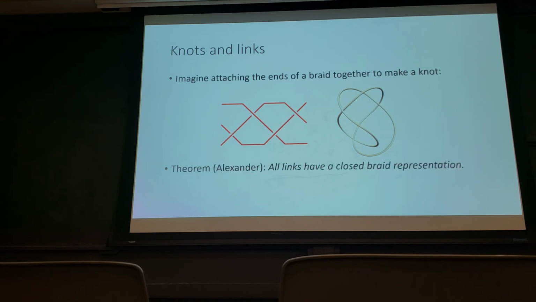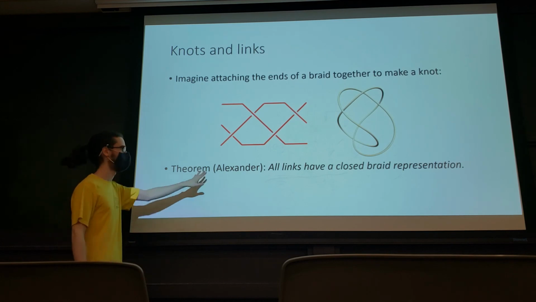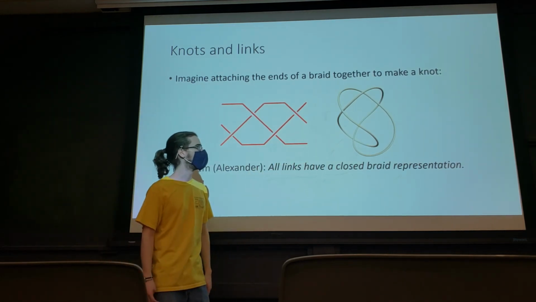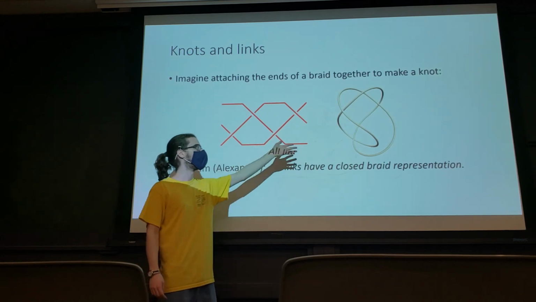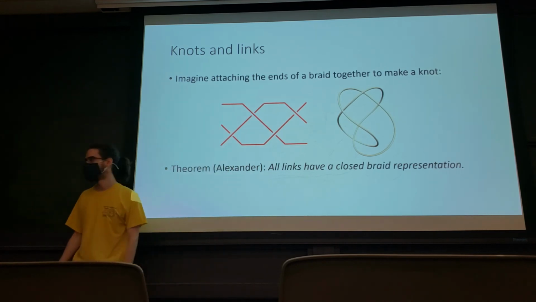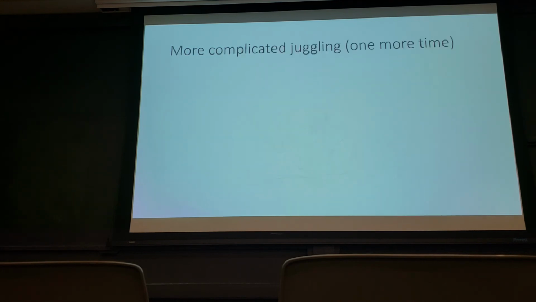And so we can juggle all braids, and Alexander's theorem, very famous, is that any link or knot that you come up with can be represented as a closed braid. So you can always turn a knot into a braid, and then from the previous theorem, you can turn a braid into a juggling pattern. So this means that all knots can be juggled, which is great news for now.